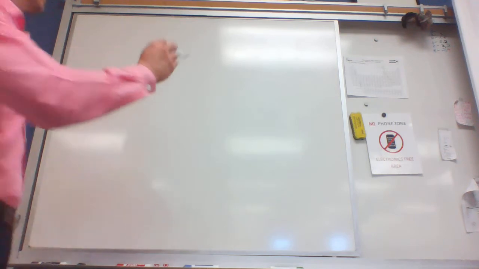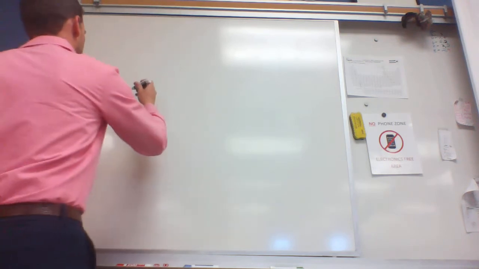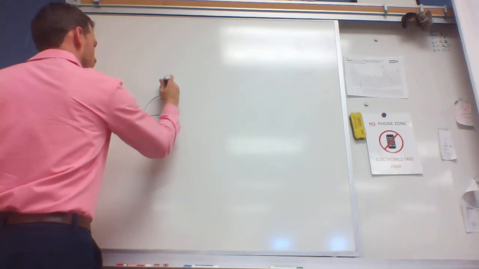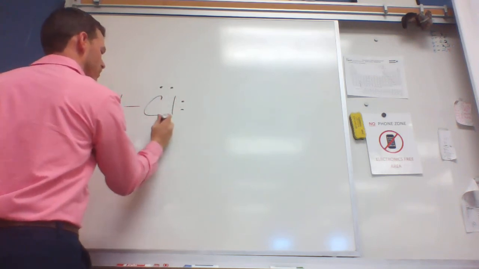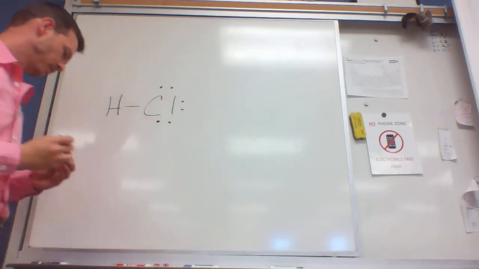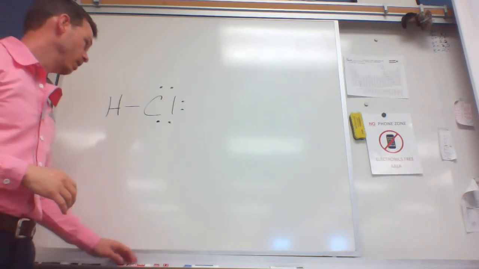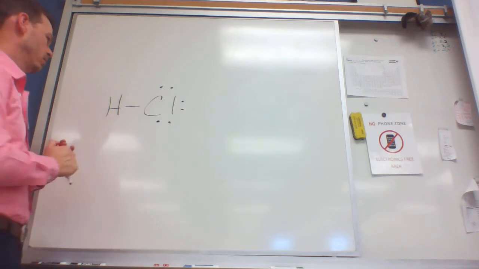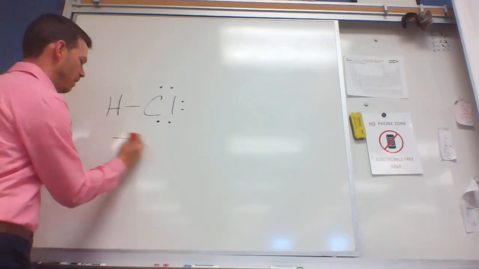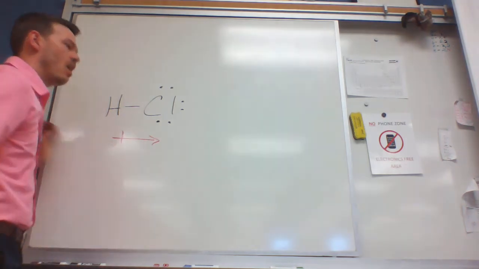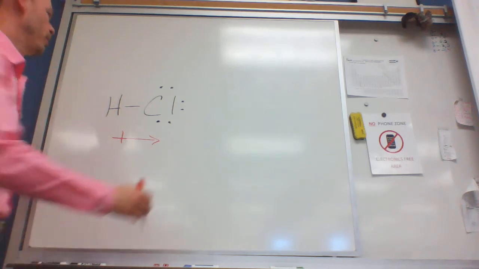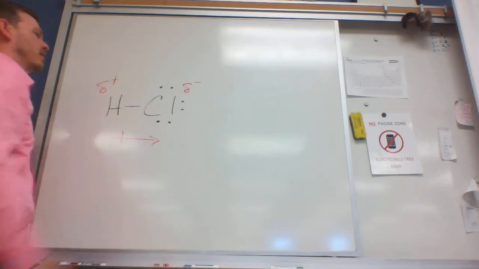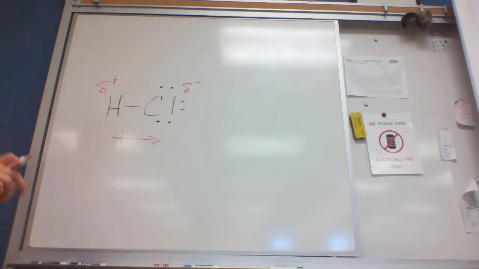So let's draw a molecule together to show this. I'm going to draw HCl. What direction is the dipole moment in this molecule? Towards Cl. The result of that dipole moment is going to be a partial negative here and a partial positive here. Are we all together?